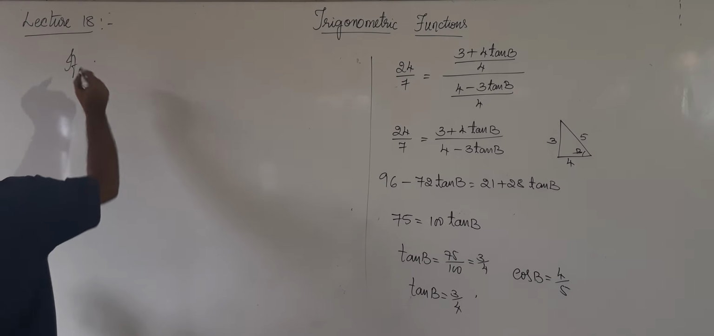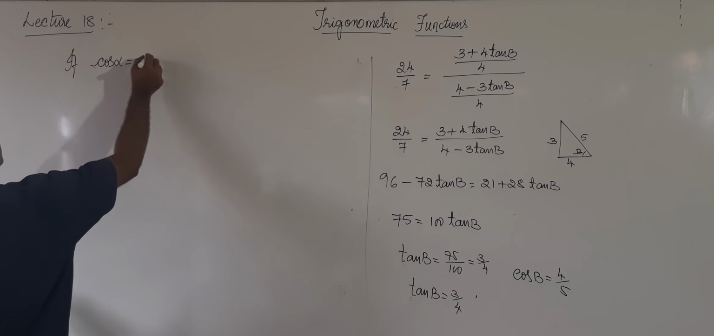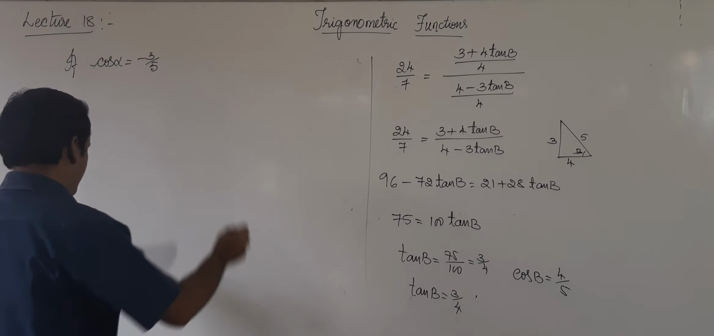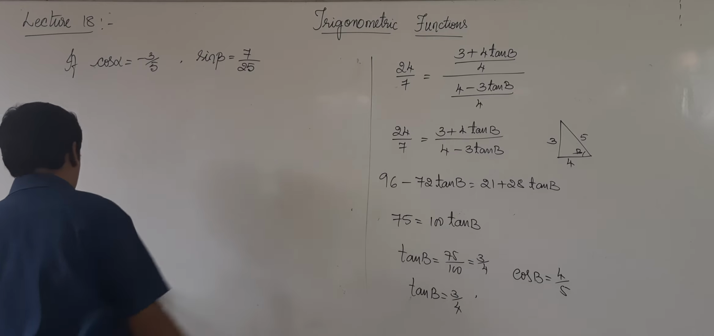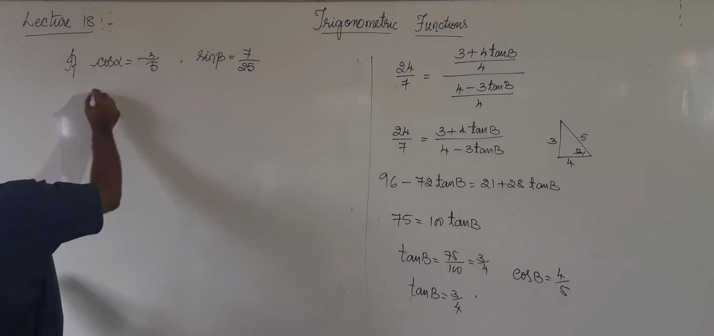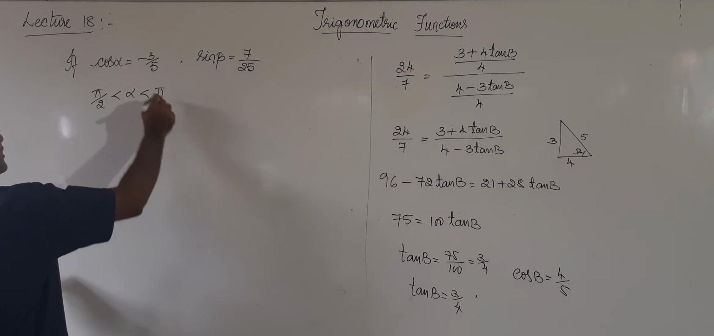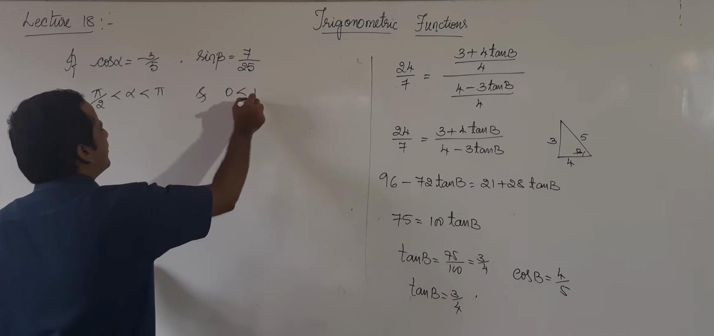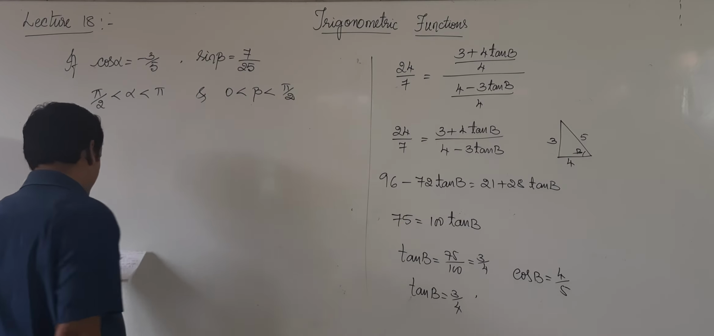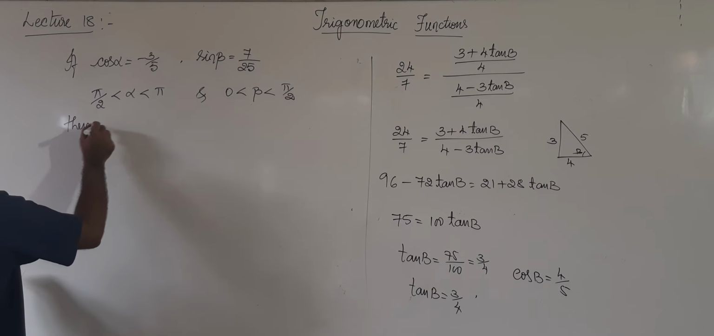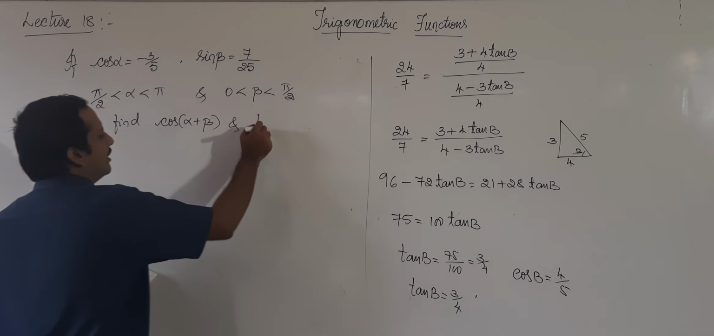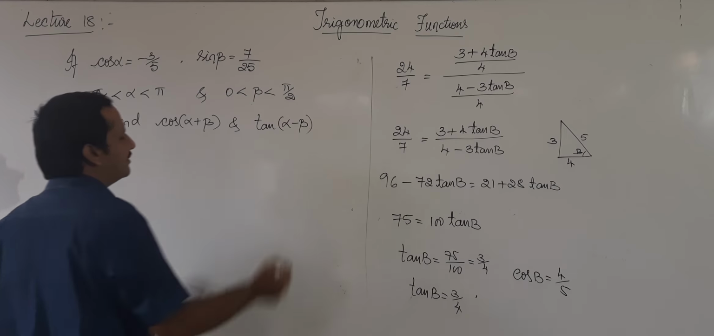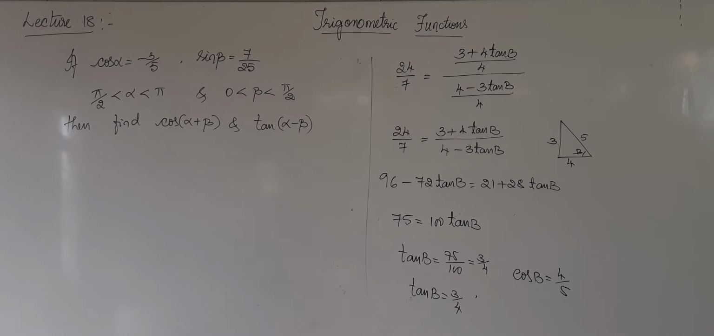If cos alpha is equal to minus 3 by 5, sin beta is equal to 7 by 25, pi by 2 less than alpha less than pi, and 0 less than beta less than pi by 2, then find cos alpha plus beta and tan alpha minus beta.